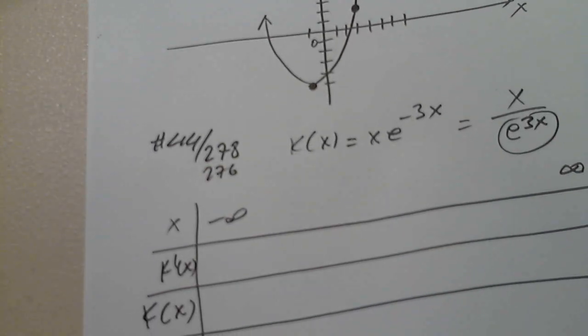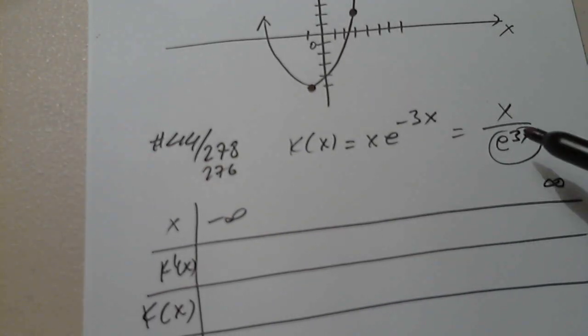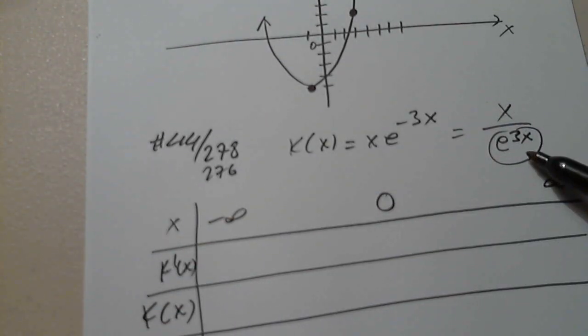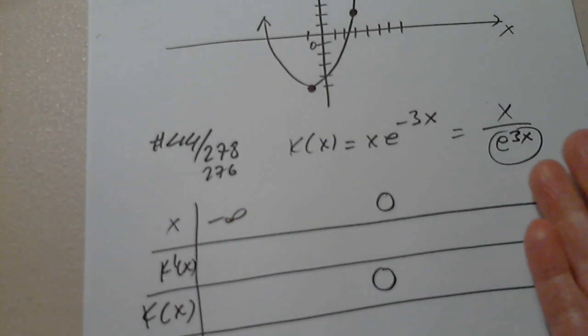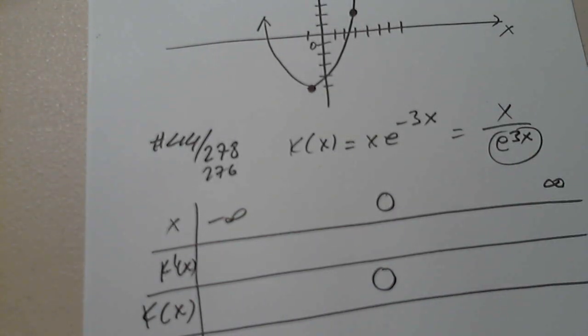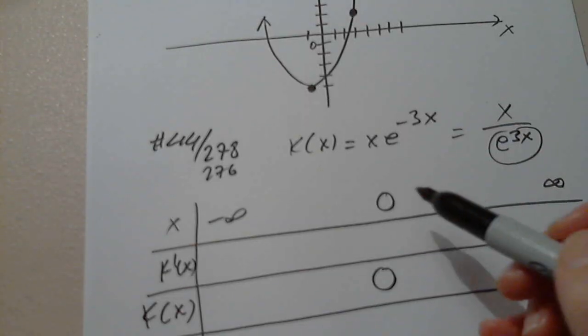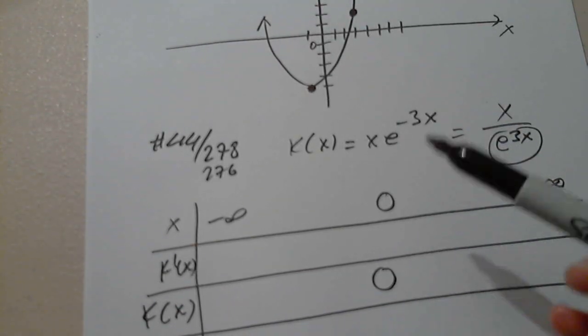So the function, first of all, I have to determine the function value at 0. So the top is 0, the denominator is 1, so that is 0. And this cannot be equal to 0 at any other value. This is it.